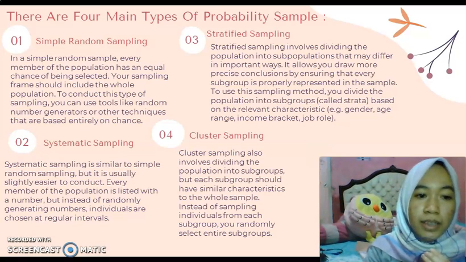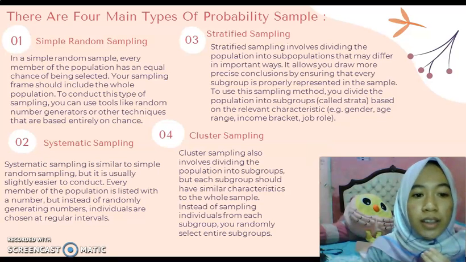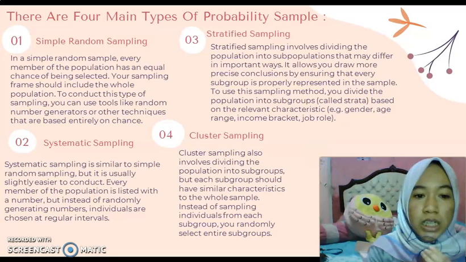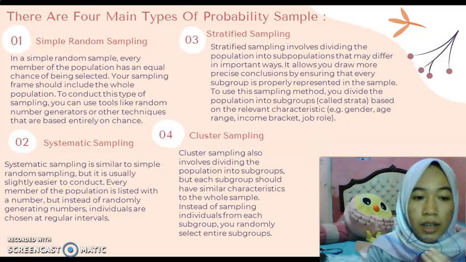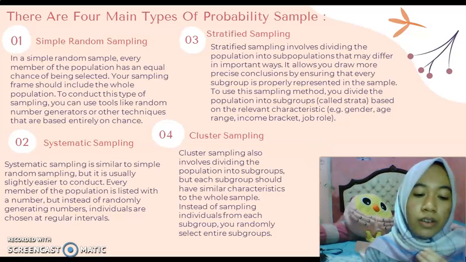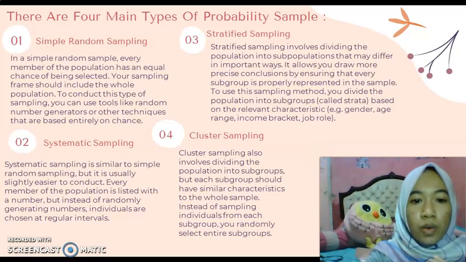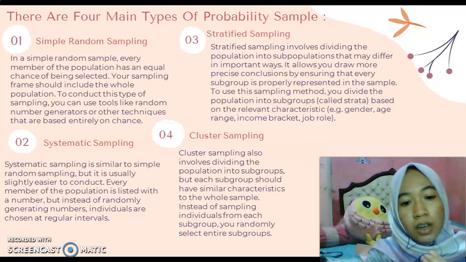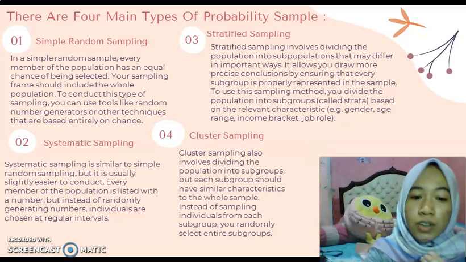Number 2 is systematic sampling. Systematic sampling is similar to simple random sampling, but it is usually slightly easier to conduct. Every member of the population is listed with a number, but instead of randomly generated numbers, individuals are chosen at regular intervals. For example, all employees of the company are listed in alphabetical order. From the first 10 numbers, you randomly select a starting point, number 6 onward. So every 10th on the list is selected, which is 6, 16, 26, 36, and so on.